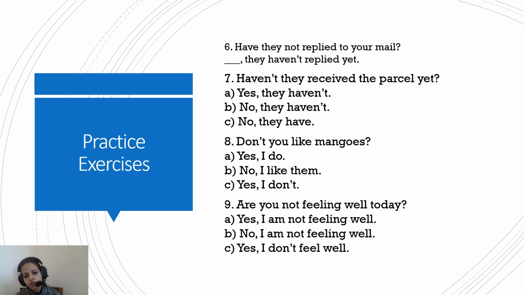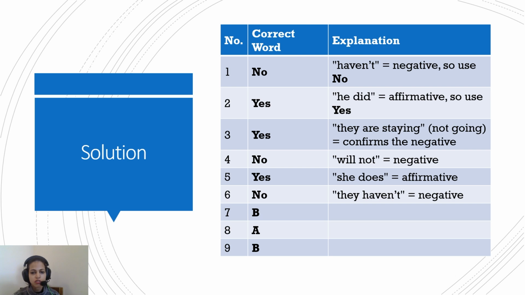Don't you like mangoes? Yes, I do. No, I like them. No and I like them should not go together because it's obviously confusing. I mean, it's commonsensical also. Are you feeling well today? Yes, I'm not feeling well. I mean, what are you trying to say? Are you feeling or not feeling well? So, no, I am not feeling well. That's coherent, more clear, and hence grammatically correct. So that's the solution.